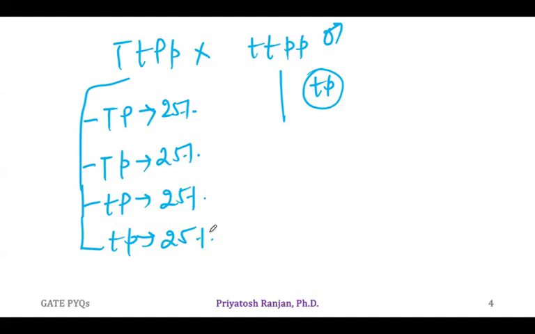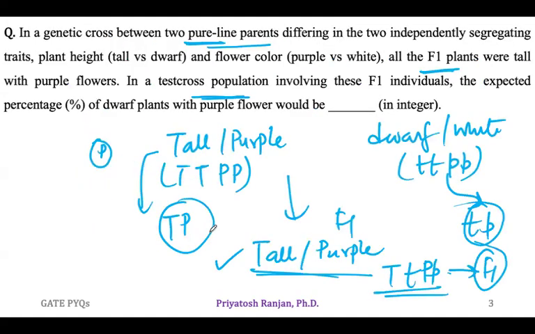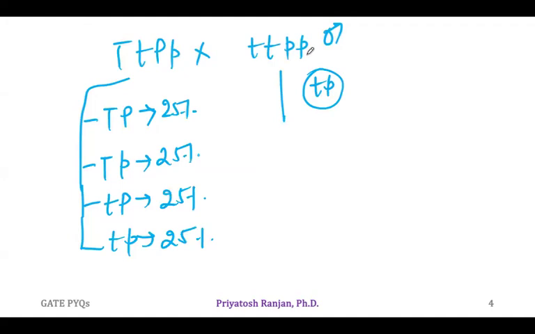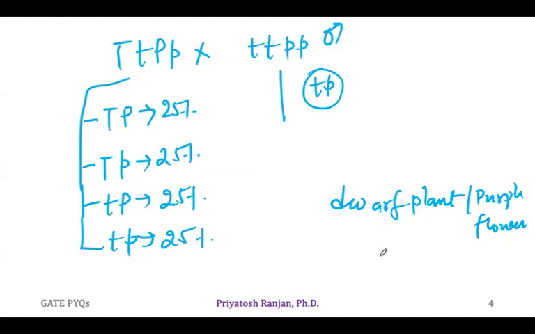Now we need to read the question. What has been asked? It has been asked to calculate the expected percentage of dwarf plants with purple flowers. So we need to look for a progeny having dwarf plant and purple flower. As I said, dwarf is a recessive condition, for that the genotype has to be small t small t, and for the purple flower the progeny has to carry at least a single copy of capital P.